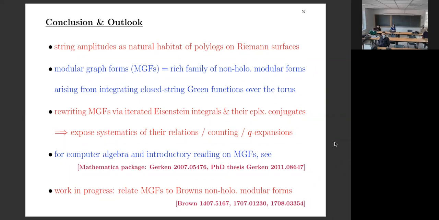And if you want to get immersed into the subject and you want to have some help, either through a Mathematica package or through a nicely written PhD thesis, let me recommend these two works of Jan Gerken. And finally, one of the next steps is to connect with the mathematics literature. Francis Brown has studied non-holomorphic modular forms with very similar properties, a series of papers that was actually motivated by modular graph forms. And it's ongoing work to spell out the detailed dictionary between Brown's equivariant iterated Eisenstein integrals and the modular graph forms. Most prominently, these beta SV, which are used to manifest all their algebraic relations.